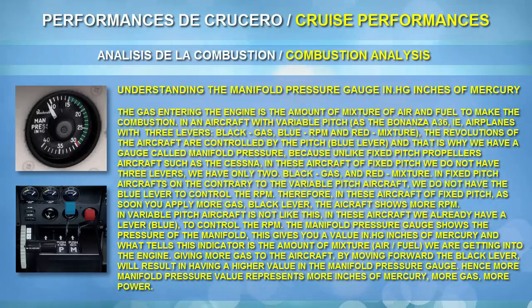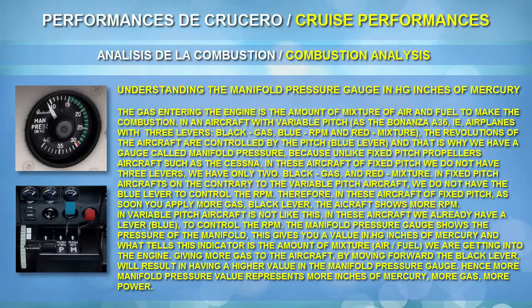and that is why we have the gauge called manifold pressure, because unlike fixed pitch propeller aircraft such as the Cessna, in this aircraft of fixed pitch propeller, we don't have 3 levers, we only have 2. Black gas and red mixture. In fixed pitch aircraft, on the contrary to the variable pitch aircraft, we do not have a blue lever to control the RPM. Therefore, in this aircraft of fixed pitch, as soon as you apply more gas, the black lever, the aircraft shows more RPM. In variable pitch aircraft, it's not like this. In this aircraft, we already have a lever, the blue lever, to control the RPM.